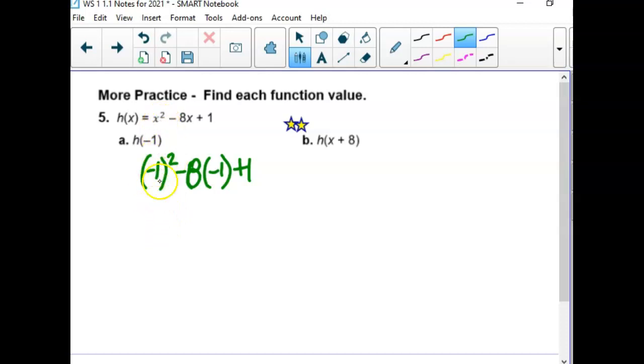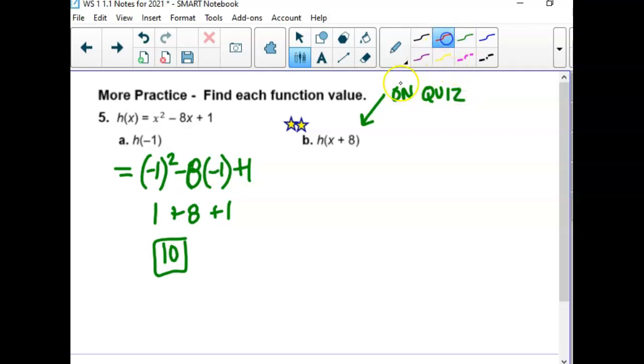So if you put it in your calculator, don't forget your parentheses. Then a -8 times -1 is positive, and there's another +1. You could have typed it just like this in your calculator, and it should come out 10. Okay, this is on the quiz. You need to be able to do this and simplify.